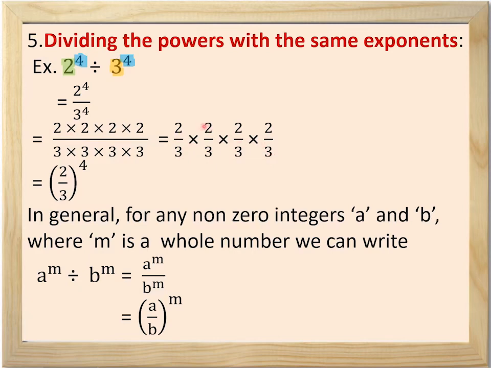Now 2 by 3 is multiplied to itself how many times? It is multiplied to itself 4 times. So I can write like this, 2 by 3 the whole thing raised to the power of 4. So, in general, for any non-zero integers a and b, where m is a whole number, we can write a raised to the power of m divided by b raised to the power of m is equal to a raised to the power of m by b raised to the power of m. This is equal to a by b the whole thing raised to the power of m. Did you all understand, children?